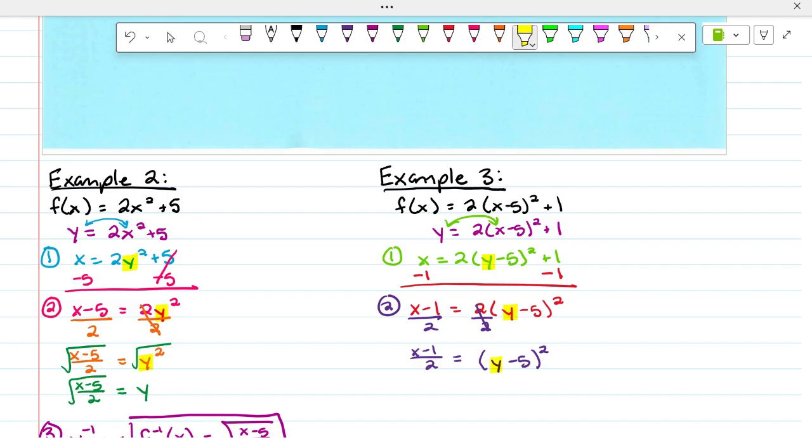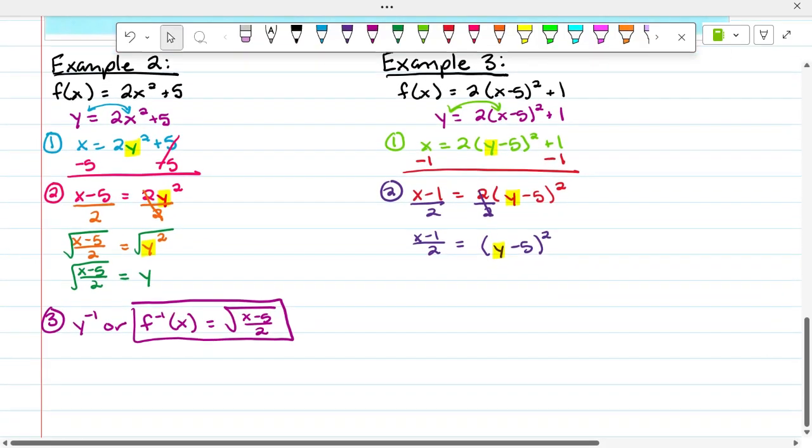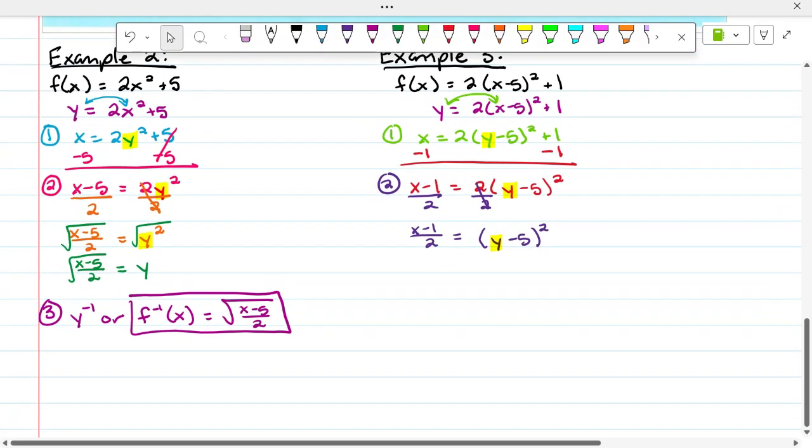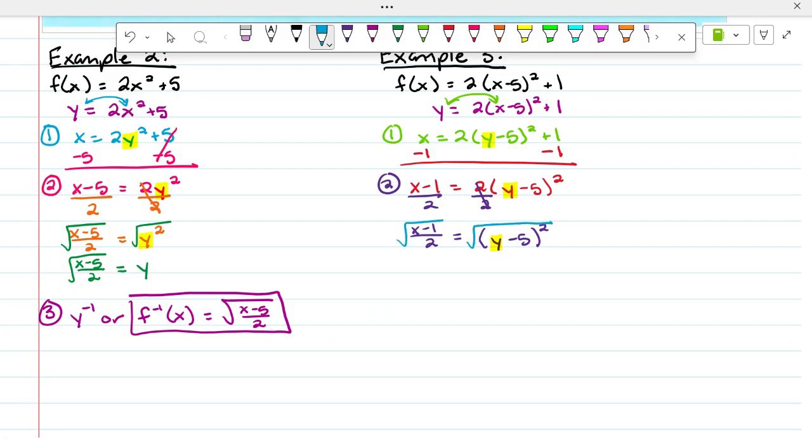What's my next move? Now we can square root both sides. So don't add the 5 yet until you get rid of the square. So if we square root both sides, the square goes away. I have the square root of x minus 1 all over 2 is equal to y minus 5. So what's my last step to get the y by itself? Add the 5.